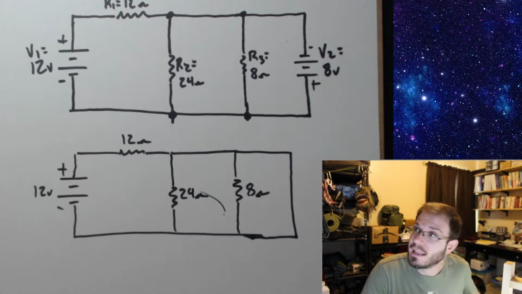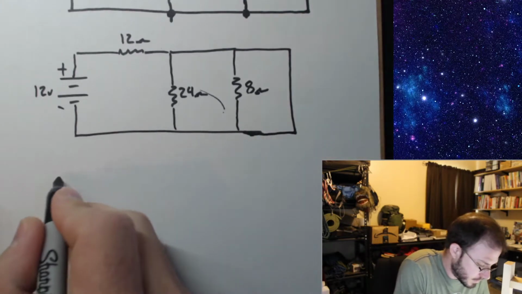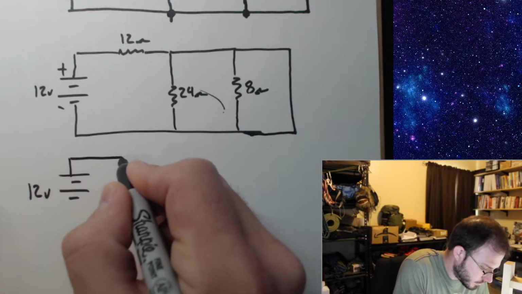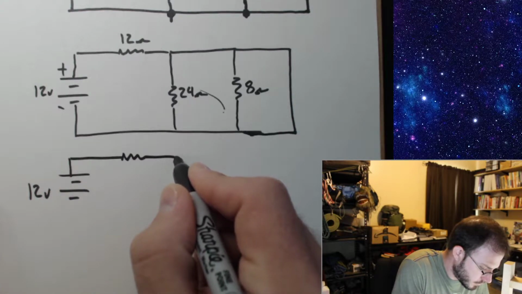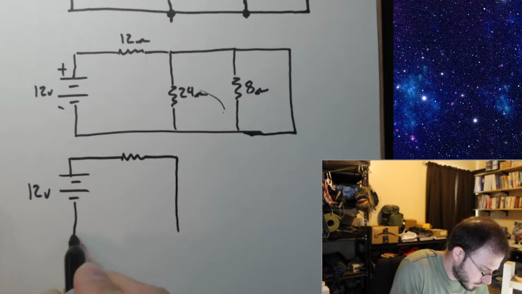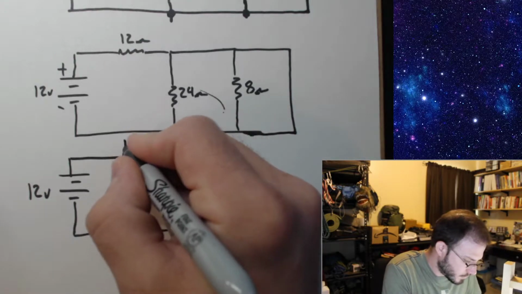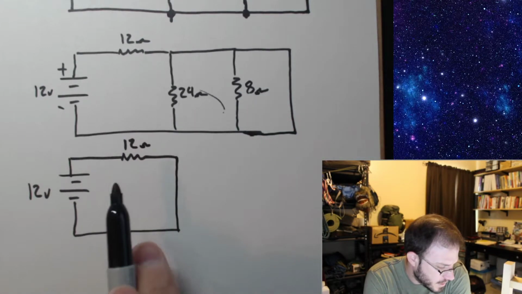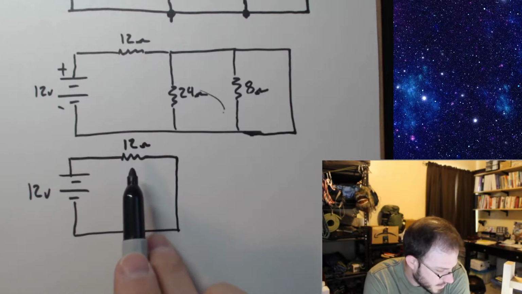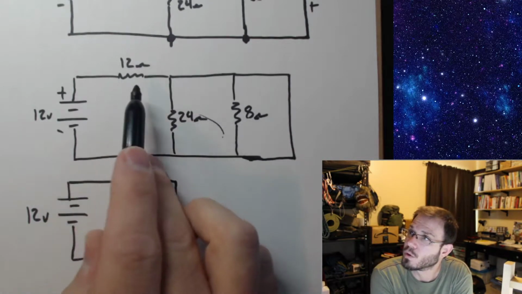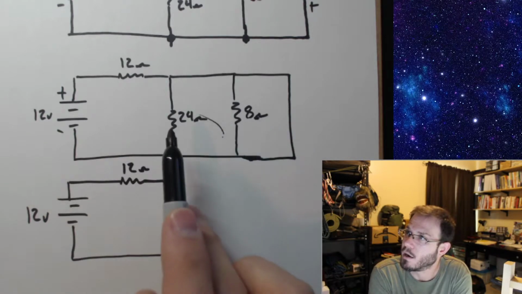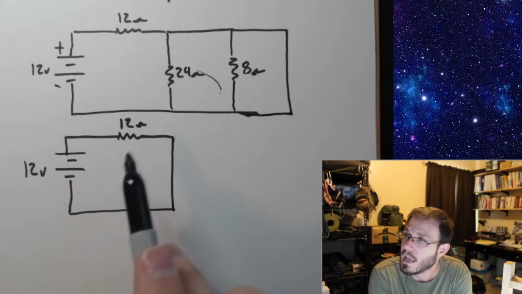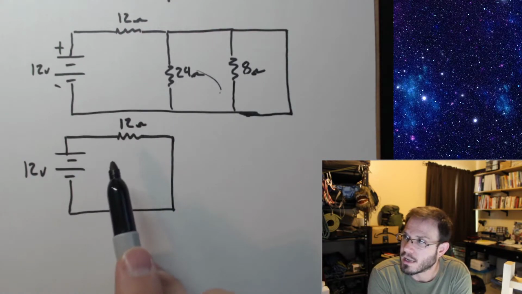Okay, so let's go ahead, let's redraw this. And this short did not change this 12 ohms at all. We keep that because there was no short in parallel with the 12 ohms. It was only in parallel with the 8 ohm and the 24 ohms. So it was shorting around these two. So we lost both of these, and now the circuit effectively reduces to this, right?